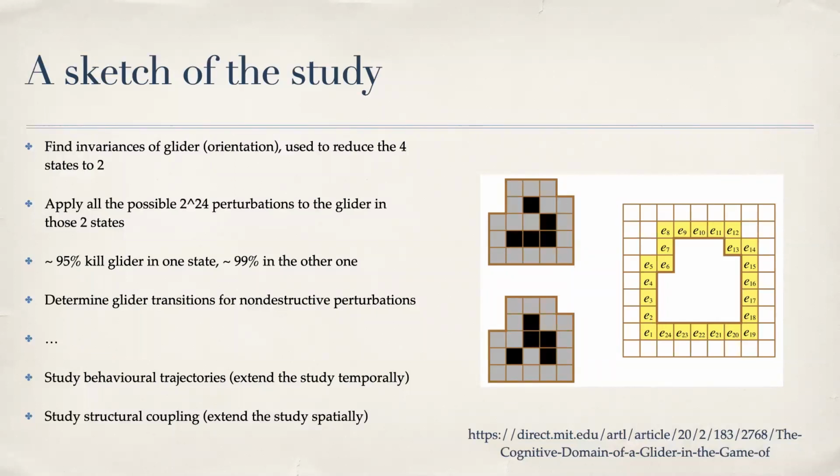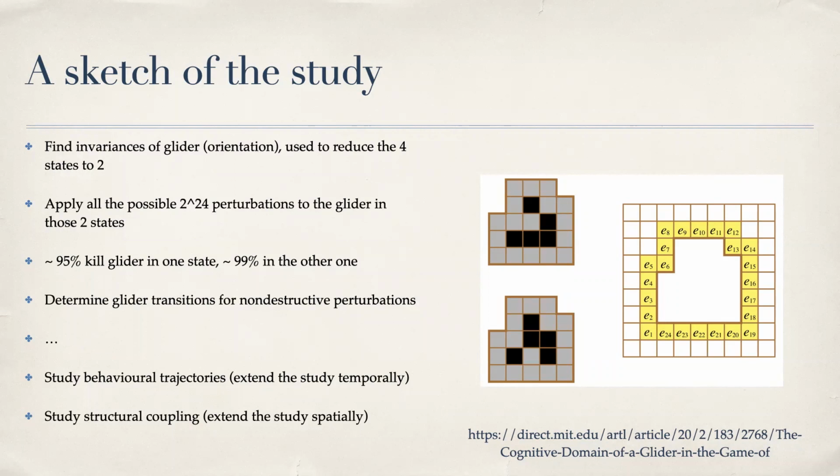And then we start looking at how to extend this spatially. So we now want to start looking at the cells around the cells that I just considered. Now I only consider 24 cells around the glider. Now I want to consider the cells around the 24 cells, which of course makes it much harder, but it's something that can be done.